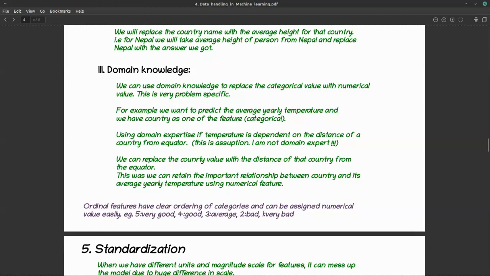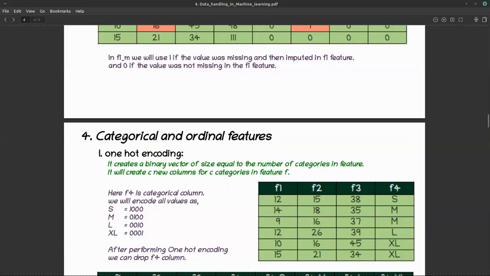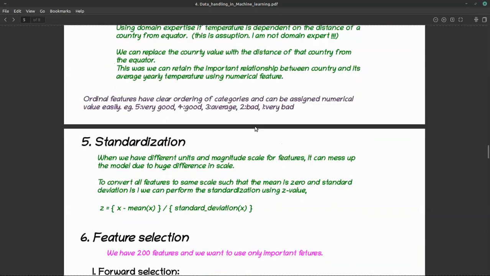Just apply the number, simple. Replace very good with 5, good with 4, average with 3, bad with 2, very bad with 1, pathetic with minus 1, right? So it is really easy if you have ordinal features. So these two are the categorical and ordinal feature, right?